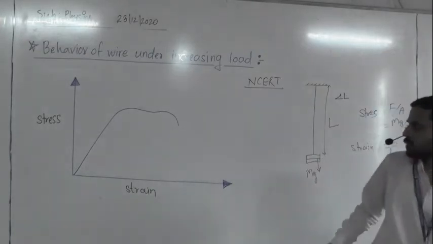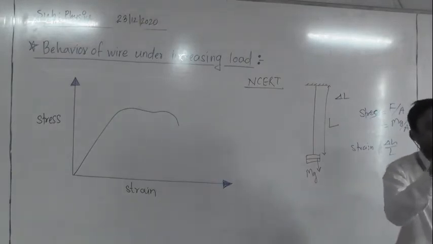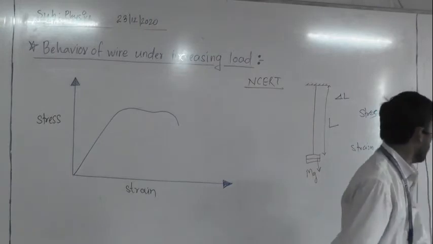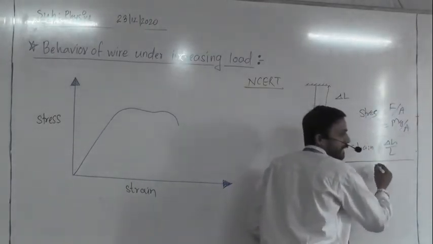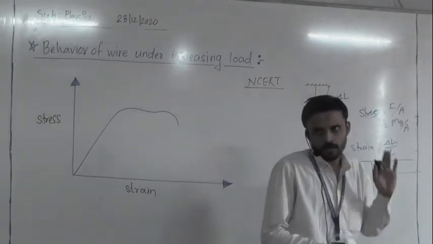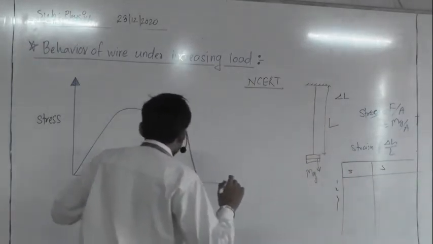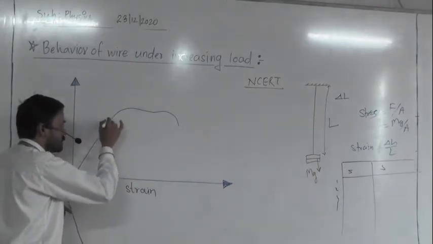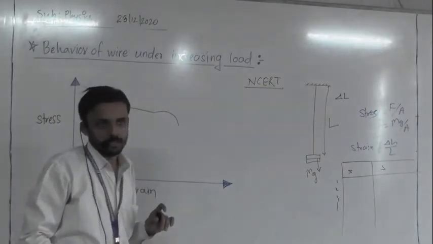Suppose I have some load connected and I got some extension. I calculated and made a table of stress and strain. So first load, stress, strain, I took the value. What happens actually? At first I will get points like that, and I will get a straight line passing through the origin.